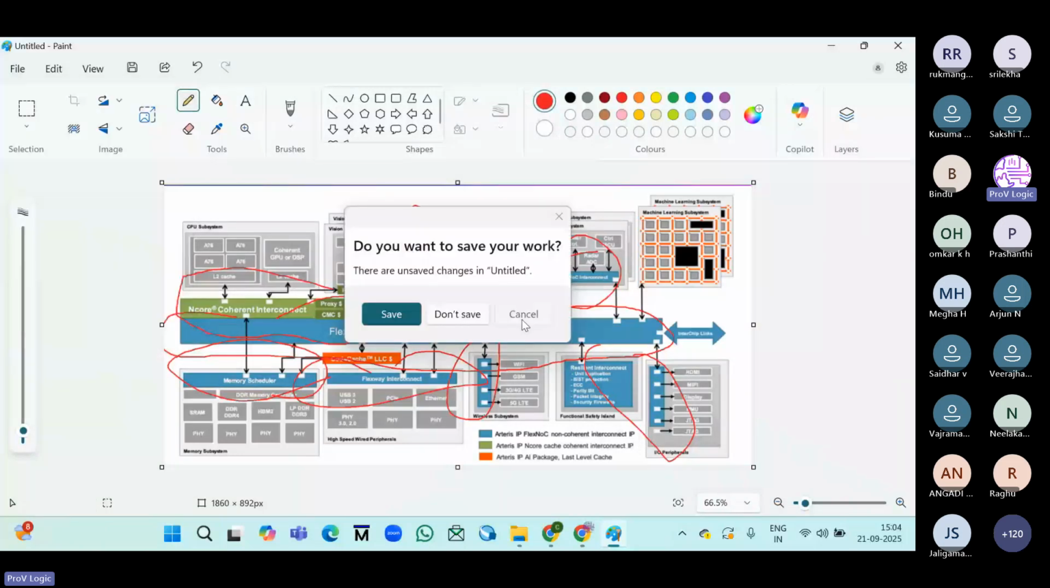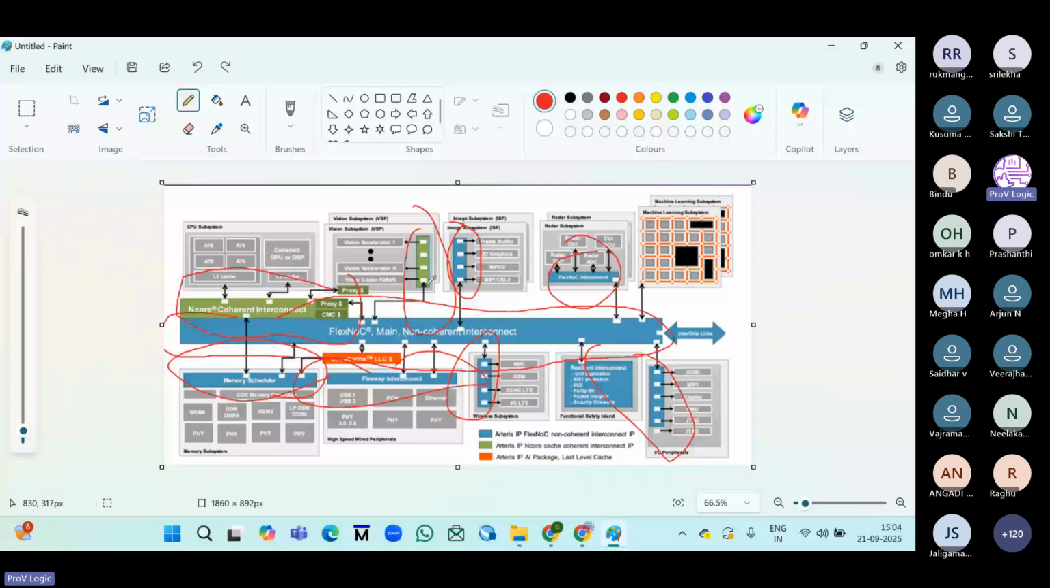Why? Because in this SoC, these bus connections are used to connect the subsystems. This is one subsystem, this is another subsystem, another third, fourth, like that. There are various subsystems. To connect these subsystems, we need to transfer the data in parallel only.